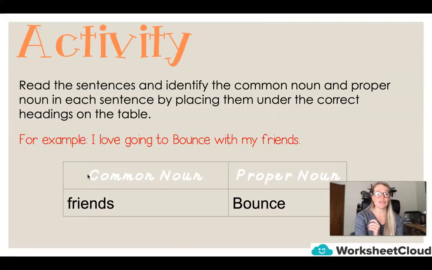Now, the instruction says, read the sentences and identify firstly the common noun in the sentence. Then you are going to identify the proper noun in each sentence by placing them under the correct headings in the table. So for example, if I give you the sentence, I love going to Bounce with my friends. Okay, the common noun in the sentence is the word friends. You can touch a friend, you can see a friend, right? The word Bounce is going to be your proper noun that I would put in this column over here, because Bounce is that trampolining place.